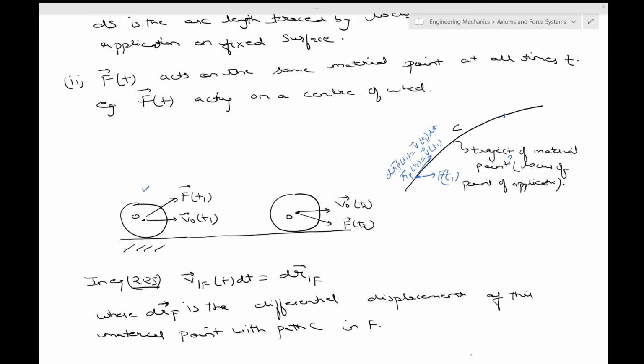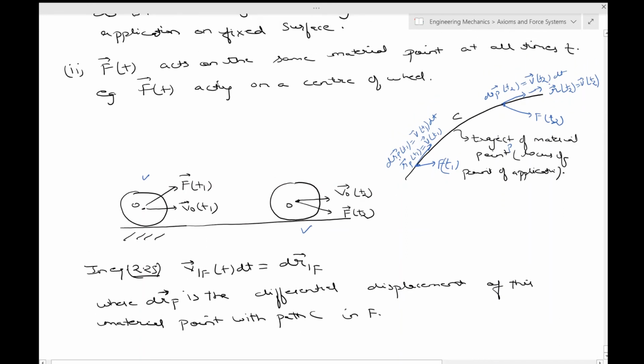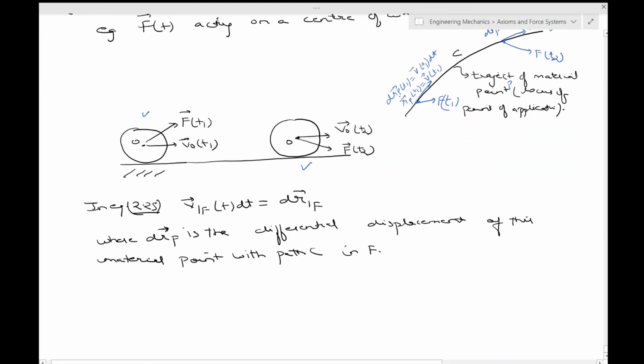Now at t2, similarly, if you look at this diagram, we have F of t2, and drP of t2 is v of t2 dt, and rP dot of t2 is v of t2. So this is the case where F of t acts on the same material point at all times t, when the example is that F of t acts on the center of the wheel in this particular way. So drP in this case is the differential displacement of this material point P, the material point P or O, whatever.